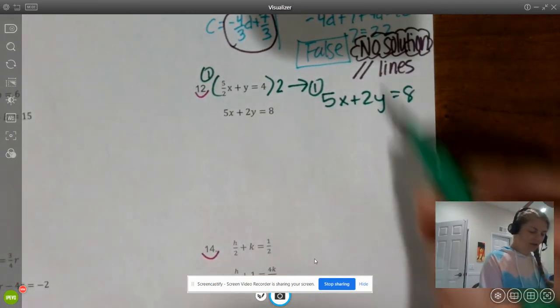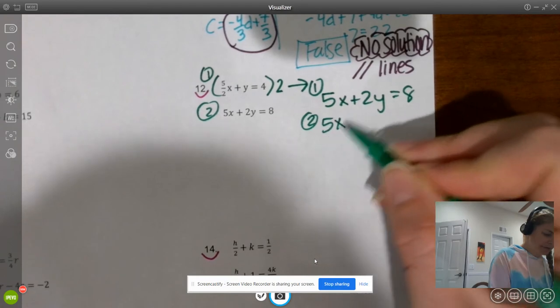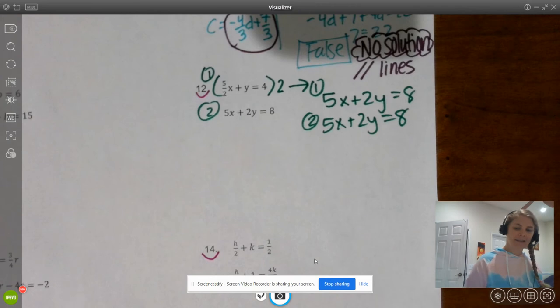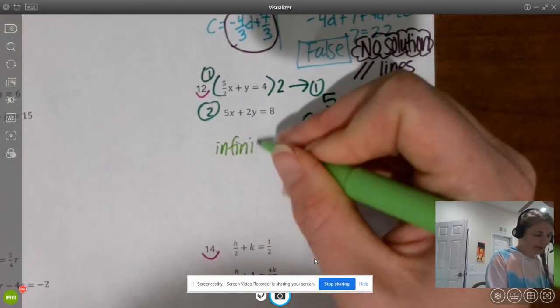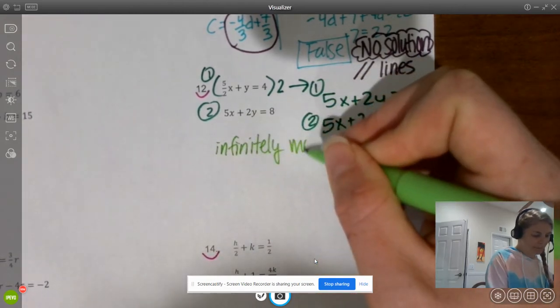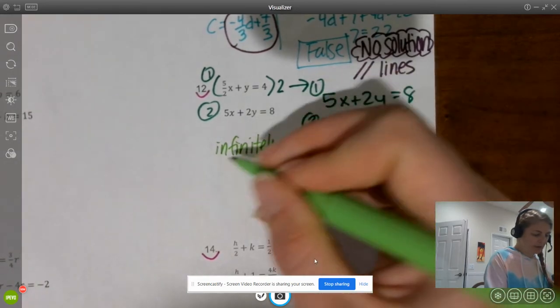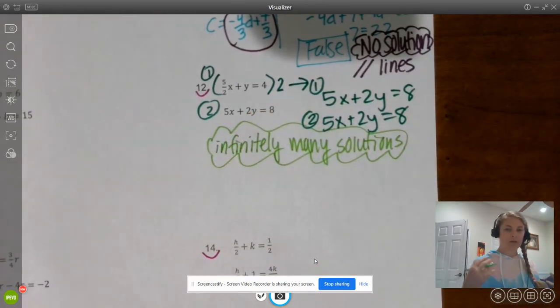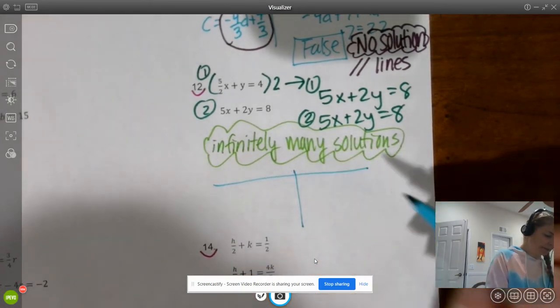Gee golly, is this deja vu? Look at equation 2. Equation 2 is also 5x plus 2y is equal to 8. So in fact, these lines are the same lines, so we have infinitely many solutions. Infinitely many solutions. And if you went and solved using substitution, you would end up with a true statement. And I'll show that to you really quickly.